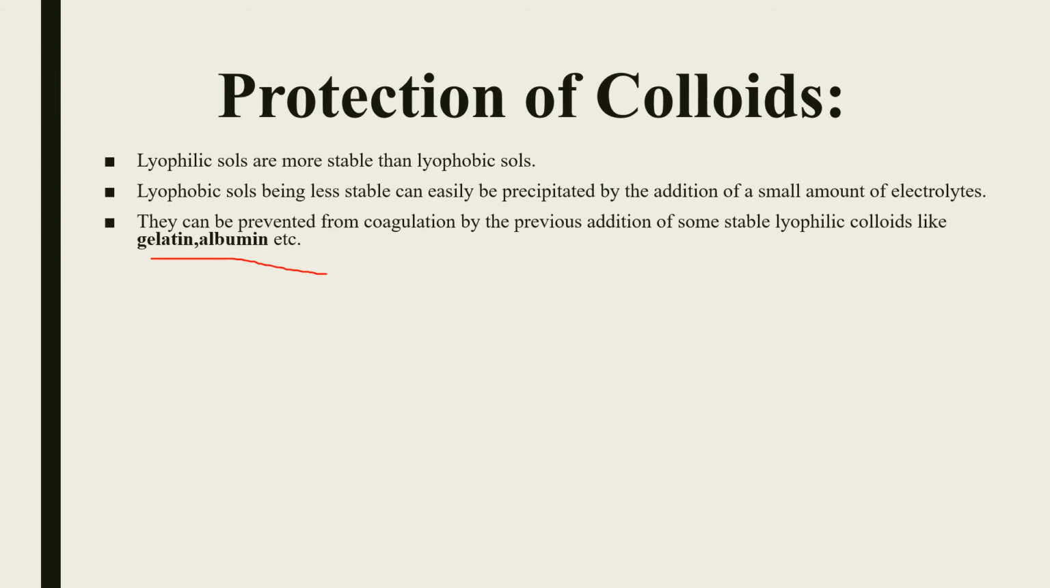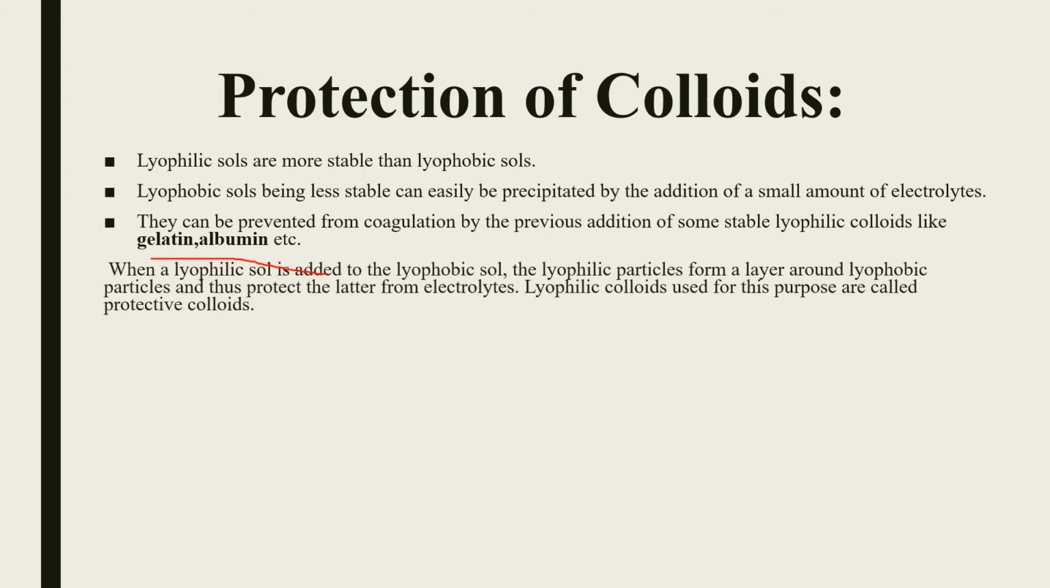If we have to prevent lyophobic sols from coagulation, then we can add some type of lyophilic sols to them. And when the lyophilic sol is added to the lyophobic sol, the lyophilic particles form a layer around the lyophobic particles and thus protect the latter from the electrolytes. They will form a layer and they will protect the lyophobic sols from the electrolyte.